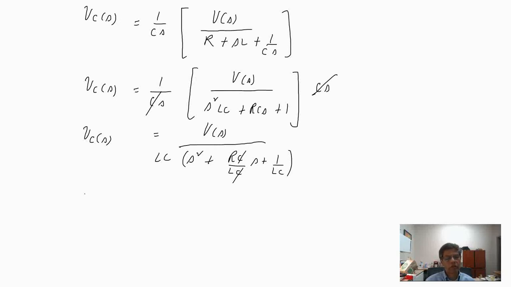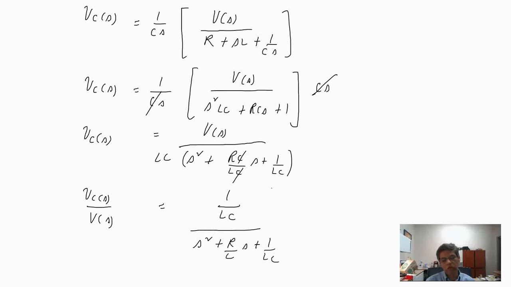If this video gets a little bit longer, please pardon me for that. So we can say V_C(s) over V_s(s), and we can write this as 1 over LC divided by s squared plus R over L s plus 1 over LC. Here you go. This is your transfer function.